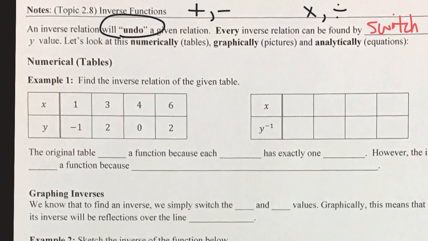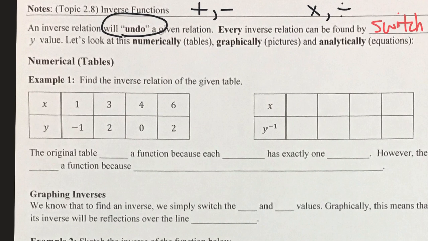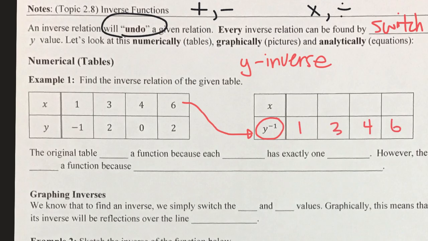So from a table, right? These were pretty easy back in Algebra 1 when we did them. To find the inverse of a relation, you switch the x and the y. So these are going to become your new y values, right? Or y inverse, right? Look at that notation. That notation is read y inverse, okay, which is different than y. So we're always going to have y inverse. So that's 1, 3, 4, and 6.